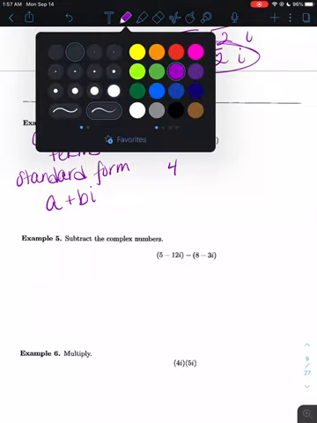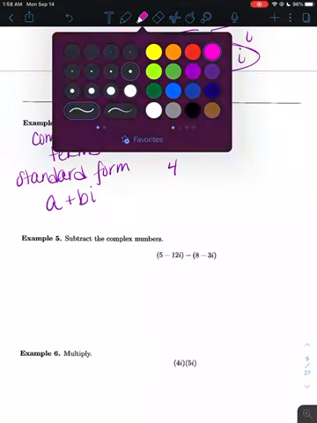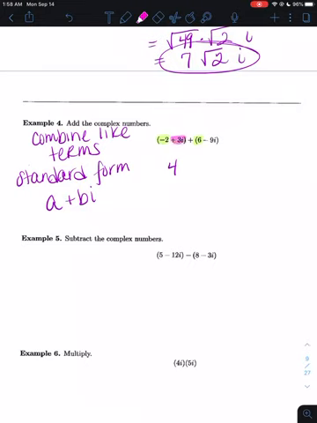And then I'm going to add +3i plus a -9i. When I add +3i and -9i, I get a -6i. And that's your final answer. You're just combining like terms.